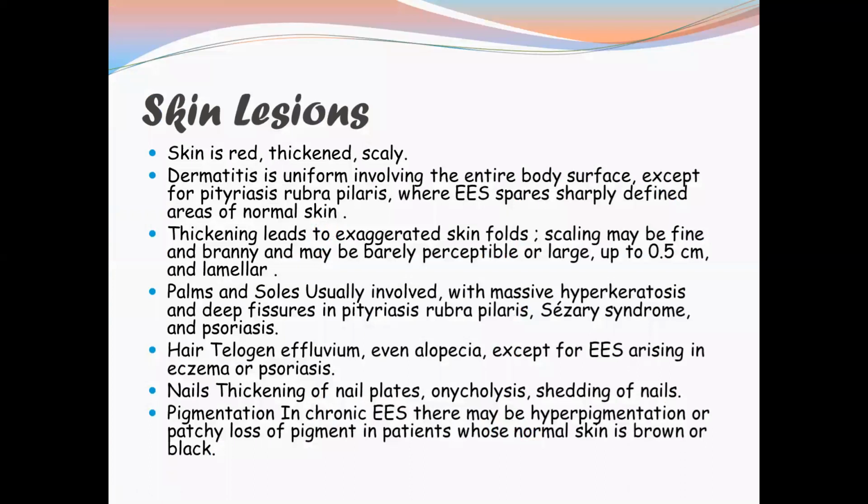So skin lesions, how will the lesions appear? In dermatology, we notice the most important thing is the appearance of the skin lesions. So the skin will appear to be red, thickened, and scaly. Dermatitis is uniform, involving the entire body surface except for pityriasis rubra pilaris, where EES spares sharply defined areas of normal skin. Thickening leads to exaggerated skin folds.